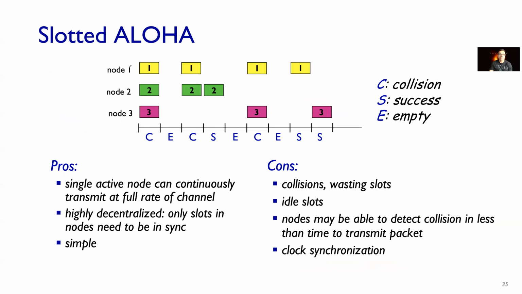So let's first look at how this might actually pan out. This is an actual example showing you 3 nodes. The assumption is all 3 nodes initially had a frame to send. They tried to send. Obviously, this is a collision indicated by C, which means all these 3 nodes will now transmit in the next slot with a certain probability P.